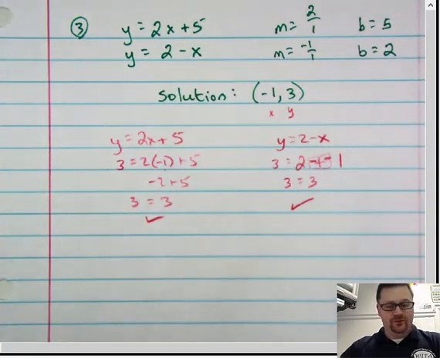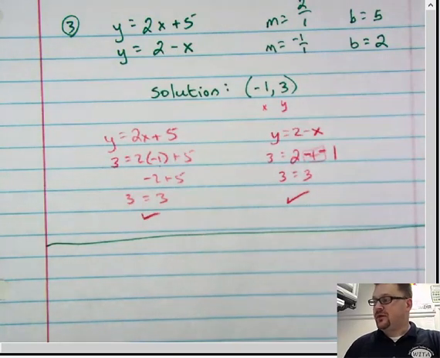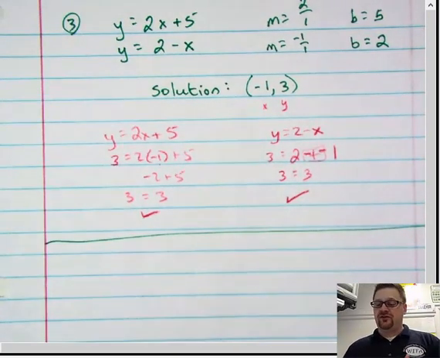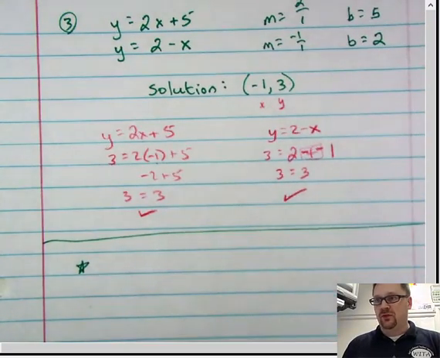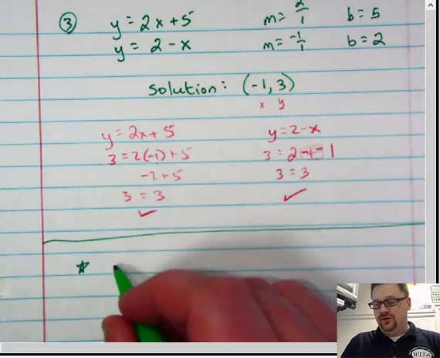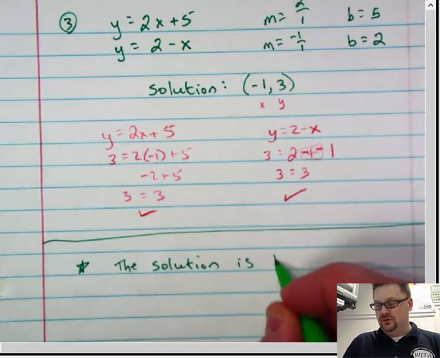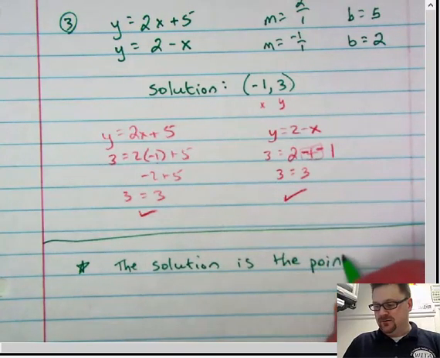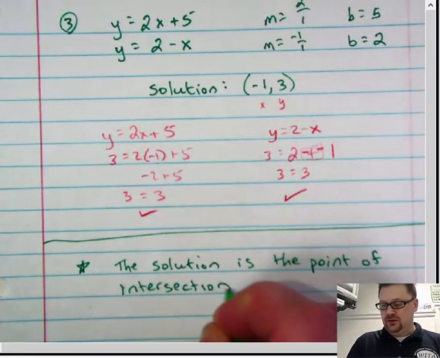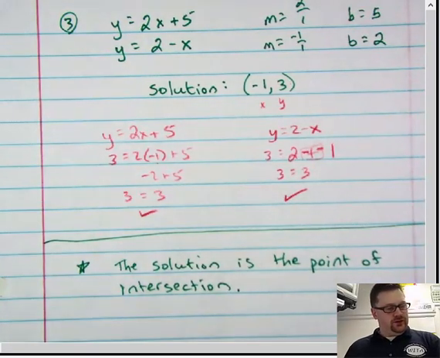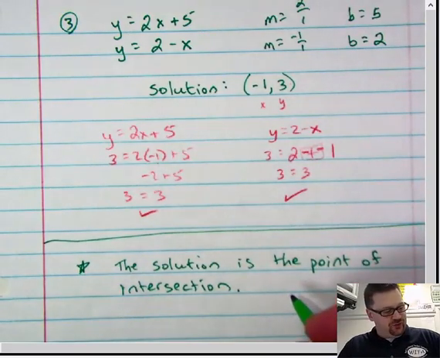So, long story short, the solution is the point of intersection. Earlier we talked about a solution being the x and y value that make both equations true. On a graph, that looks like the point of intersection. And that point does check into both equations, making both equations true.